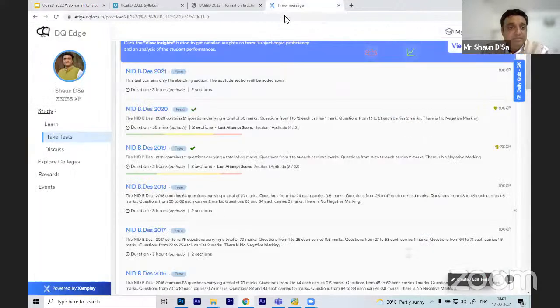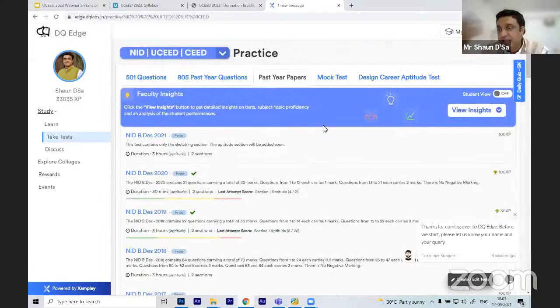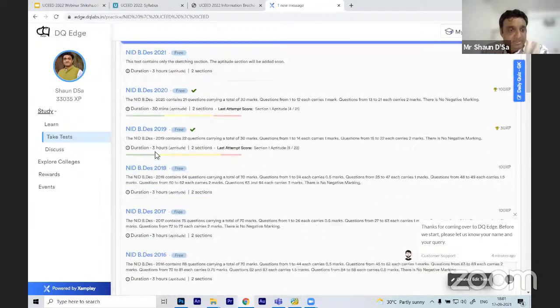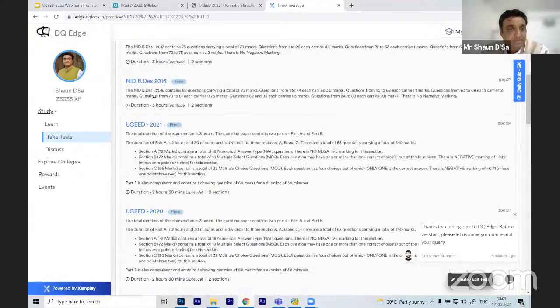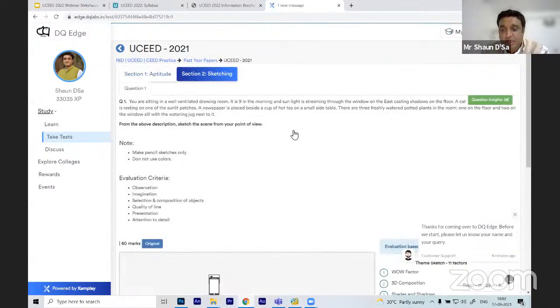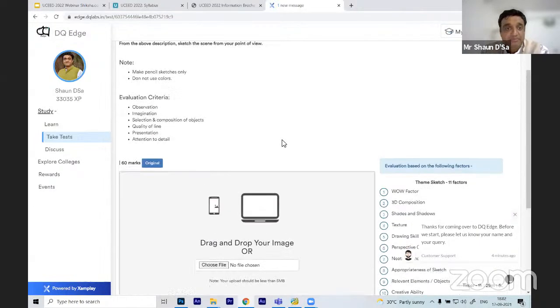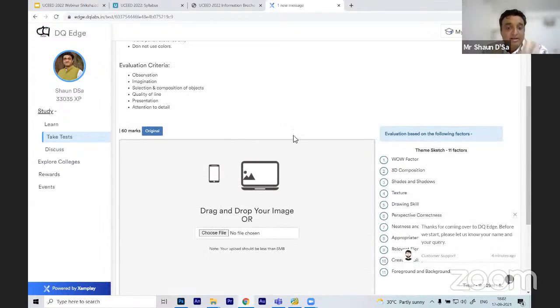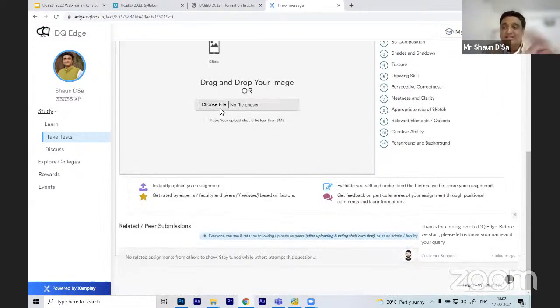And even for part B, if you want more examples, you can also get them from this website, DQ Labs website. You can go here. Say for example, UCEED 2021, we have a subjective evaluating tool. If you go under sketching, all the students' papers will be down there, and you can select and choose.